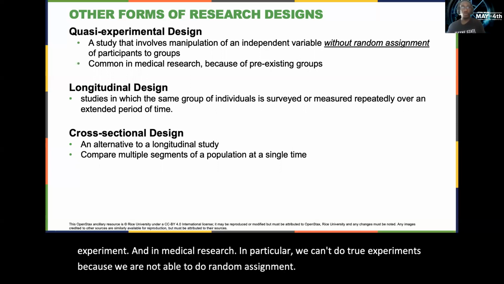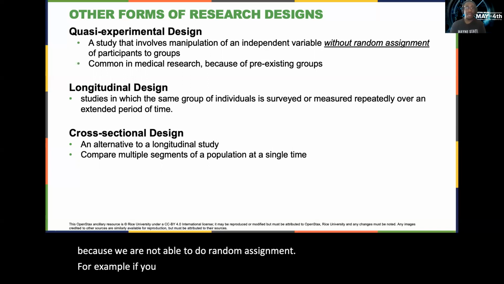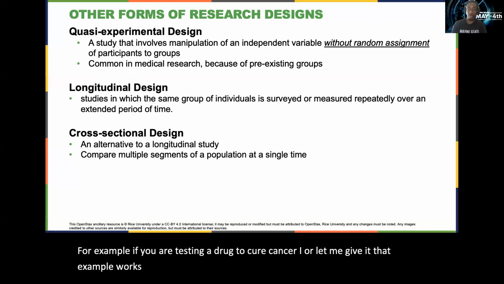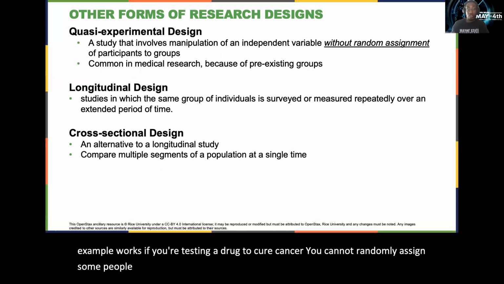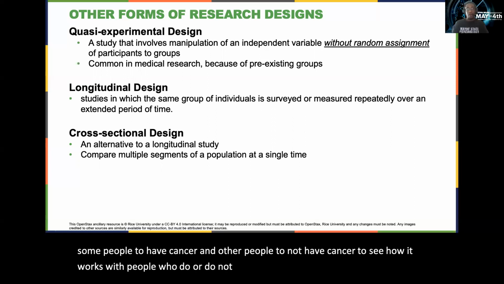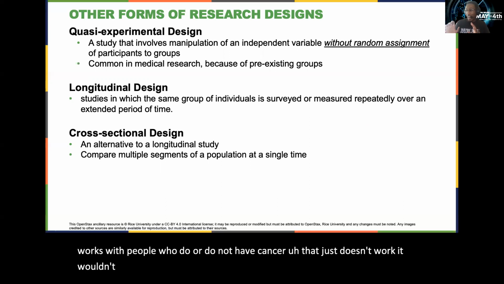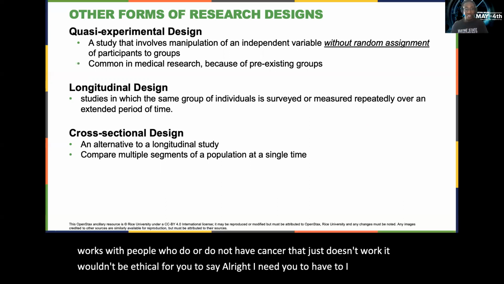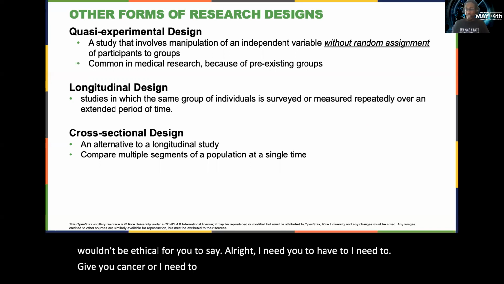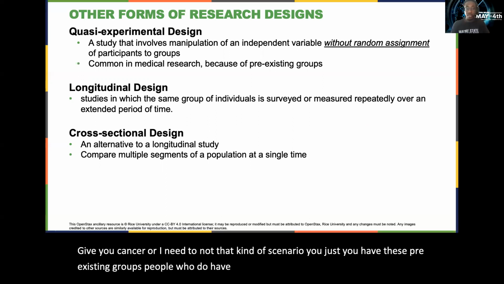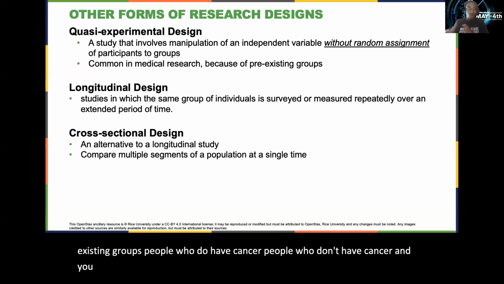For example, if you're testing a drug to cure cancer, you cannot randomly assign some people to have cancer and other people to not have cancer to see how it works with people who do or do not have cancer. That just doesn't work. It wouldn't be ethical for you to say, all right, I need to give you cancer, or I need to not. You have these pre-existing groups, people who do have cancer, people who don't have cancer, and you cannot manipulate them otherwise. You cannot randomly assign them.